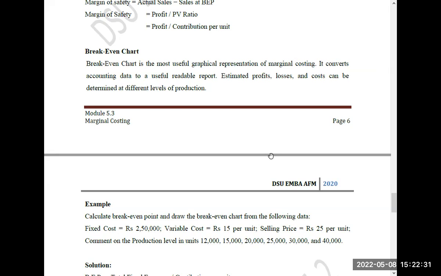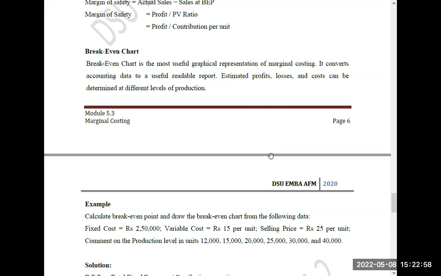Next line, PV ratio is equal to contribution per unit divided by selling price per unit into 100. 10 by 25 into 100 is equal to how much? 40%. So PV ratio is equal to 40%.